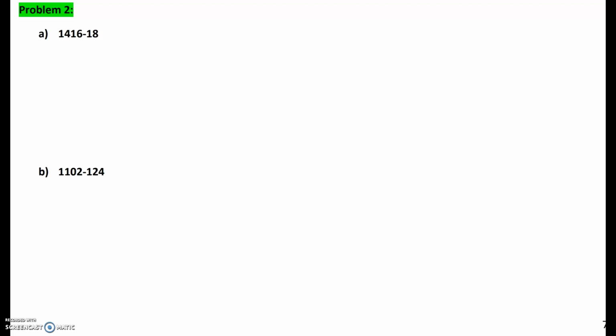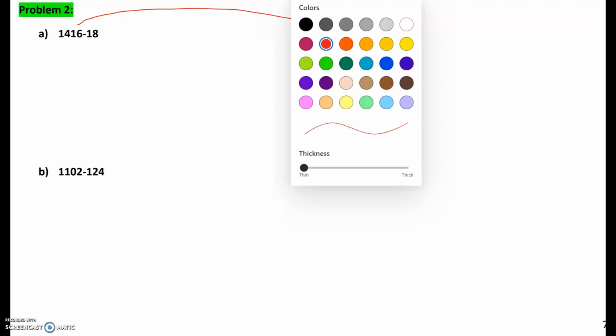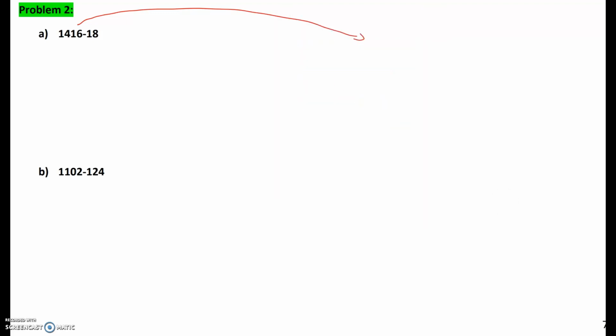Hi class, we're going to take a look at problem 2, and in this case we're going to be looking at subtractions. Now, same as I said before, if you have a different way of doing them, that's perfectly fine. So I'm just going to use vertical form. So this will be 1416 minus the values of 18.